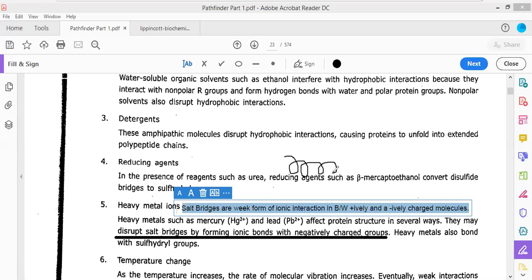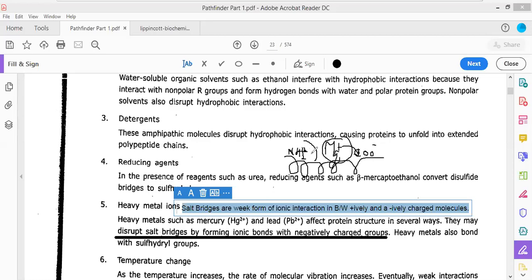Now see, this is a protein. There is a positively charged amino group present on one side, and a negatively charged carboxylic group present on the other side. What happens? In the middle comes a magnesium ion. The magnesium ion will bind with this particular molecule, and there would be no interaction between this amino group and carboxyl group. So this magnesium ion is going to disrupt the protein stability.